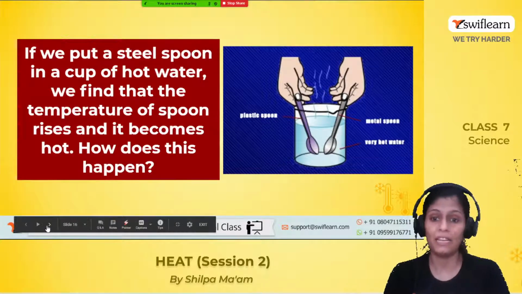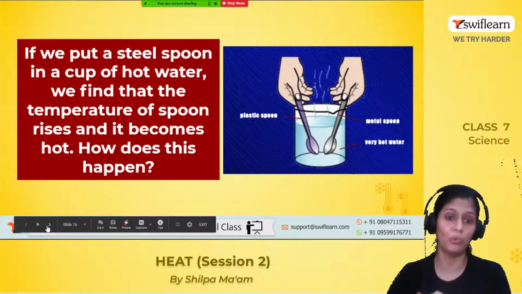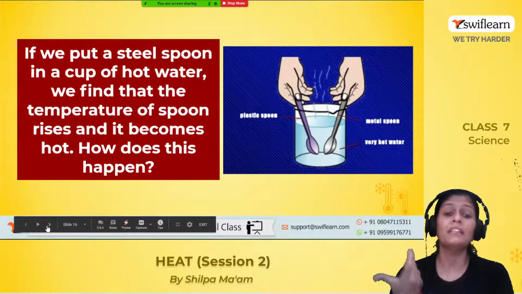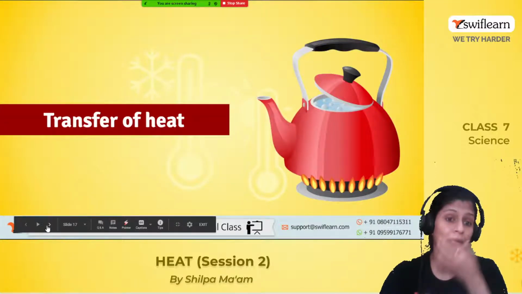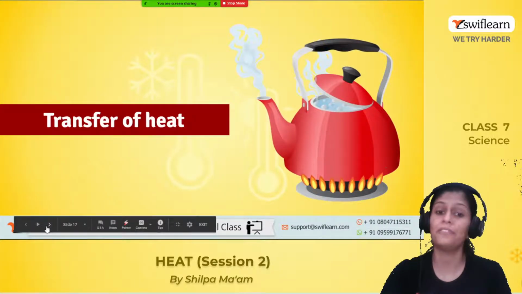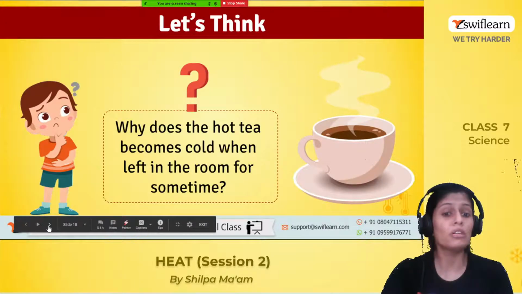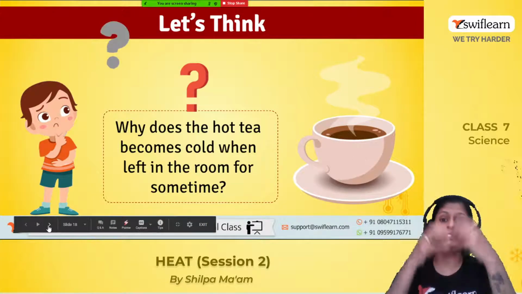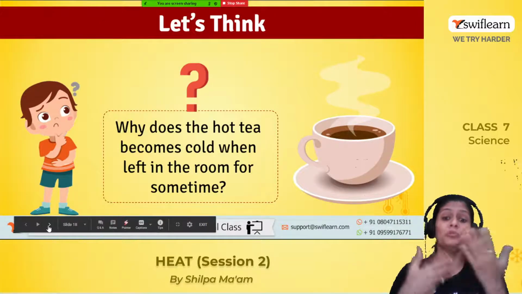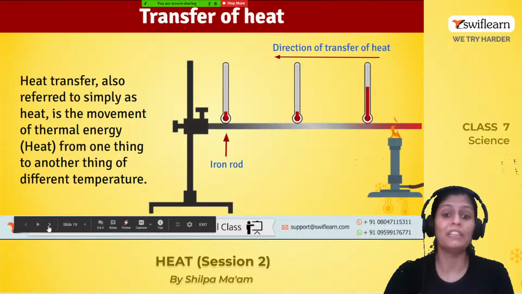Same case is here, shown to you on the slide: whenever you put a steel spoon in a cup of hot water, the spoon becomes hot, the temperature is rising. Why? Because the transference of heat is taking place. It is a very important phenomenon, dear students, that heat transfers from a body of high temperature to a body of low temperature. Why does hot tea become cold when left in the room for some time? Because the heat from the tea is transferring to the surroundings to maintain a balance of temperature. That is why it becomes cold when left for some time.